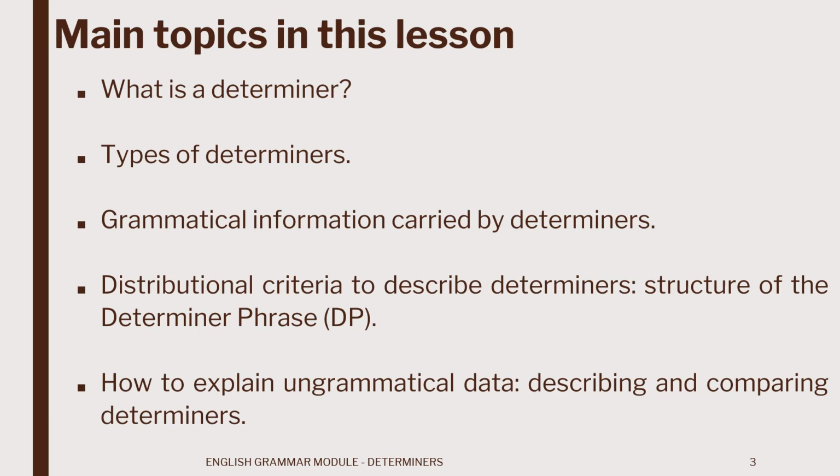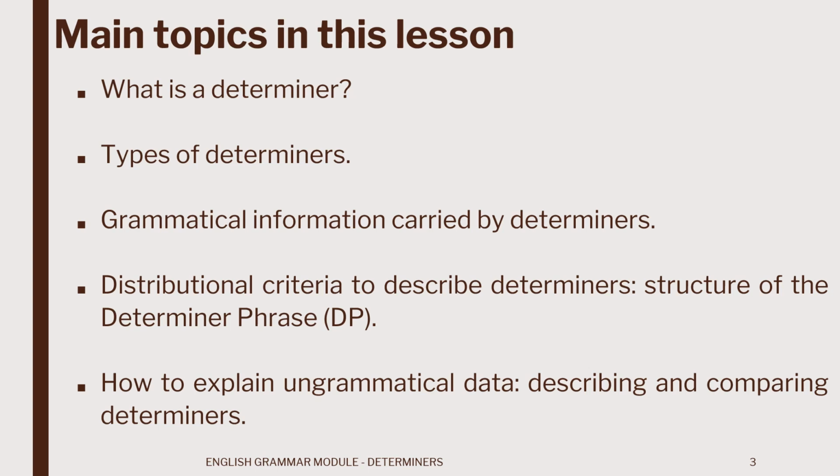First, we are going to introduce determiners, and we are going to see what is it that makes them determiners, that is, what the properties are and how they can be recognized in relation to other word categories. Then we are going to see the subclassification of determiners and the grammatical information carried by those different types of determiners. Also, we will use distributional criteria to describe this word category and also to describe the structure that is projected by a determiner, that is, a determiner phrase.